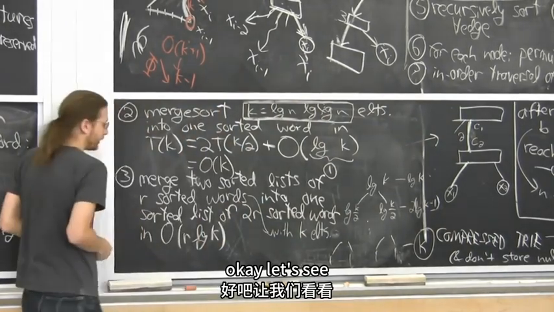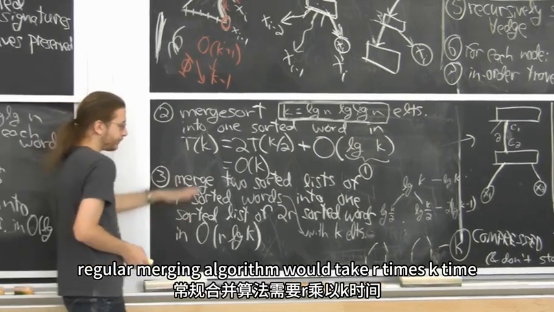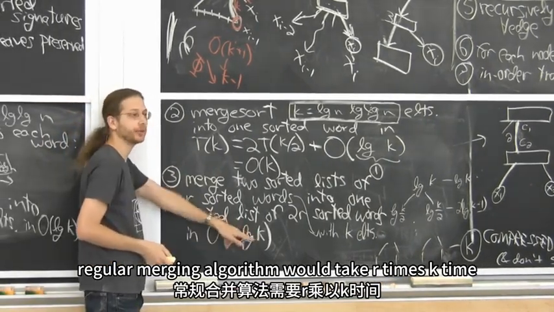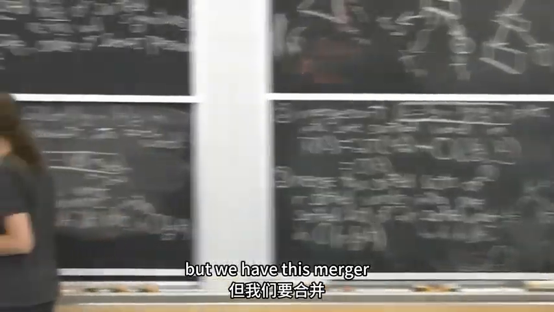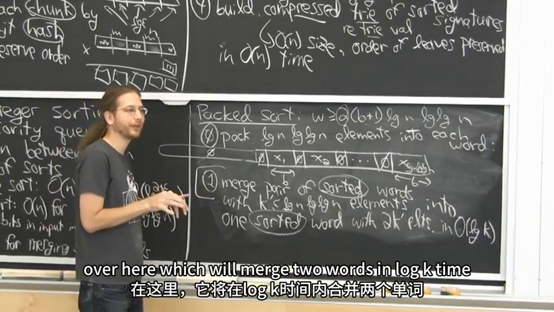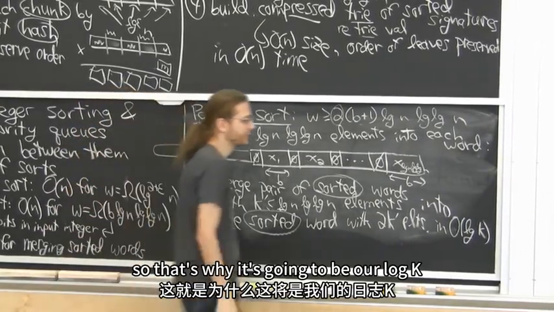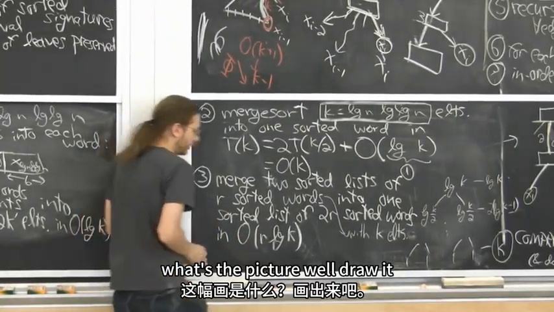Okay, let's see. A regular merging algorithm would take r times k time because there are r times k items. But we have this merger over here, which will merge two words in log k time. So that's why it's going to be r log k. What's the picture? Well, let me draw it.